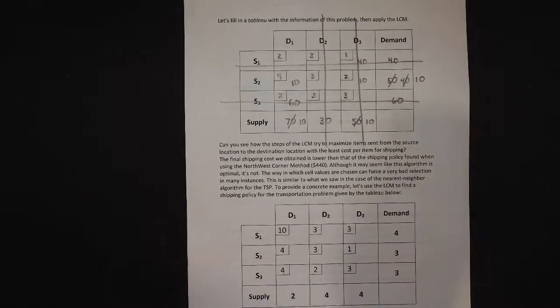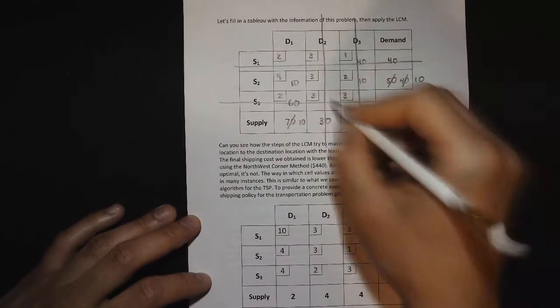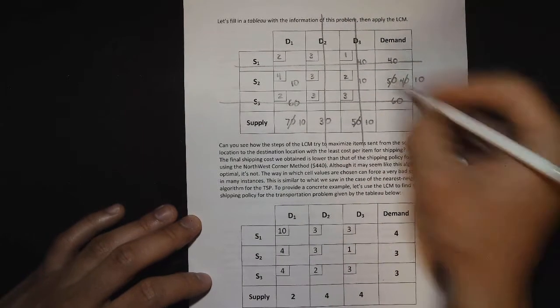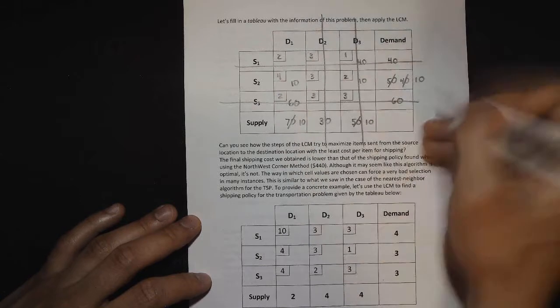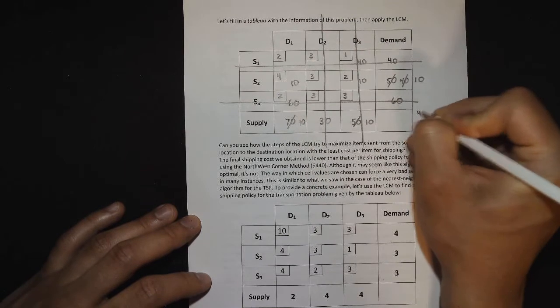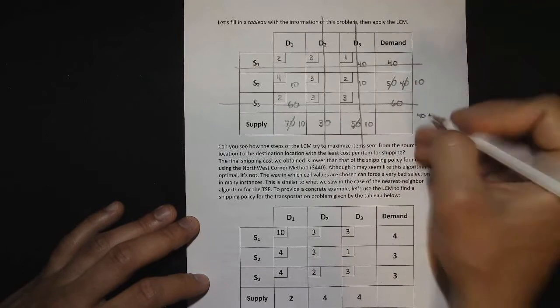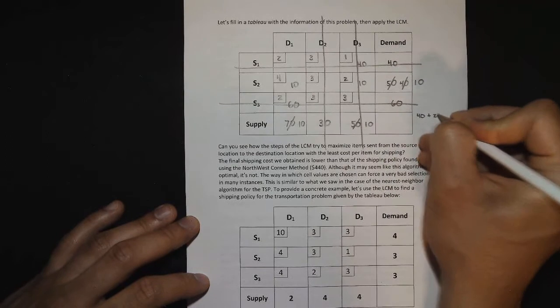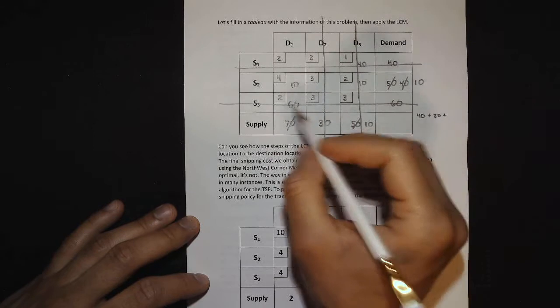Now let's look at what the total shipping cost was for this shipping policy. We had 40 MacBook Airs going from distribution center 3 to store 1 at a cost of $40 per MacBook. We had 10 going from that same distribution center to store 2 at a cost of $2 per MacBook, so that's $20 total. We had 60.